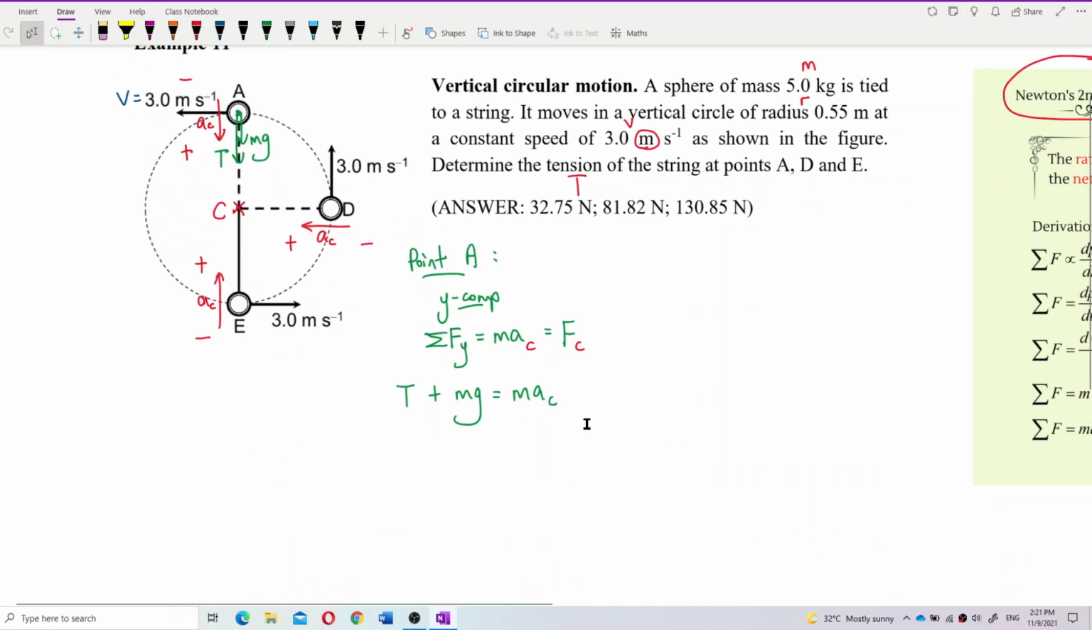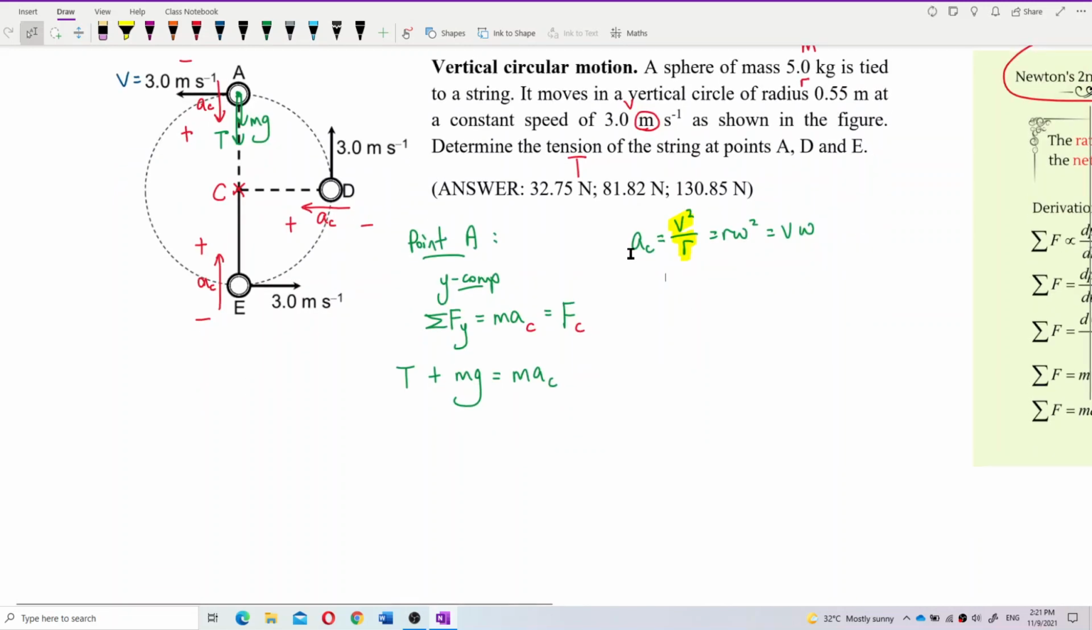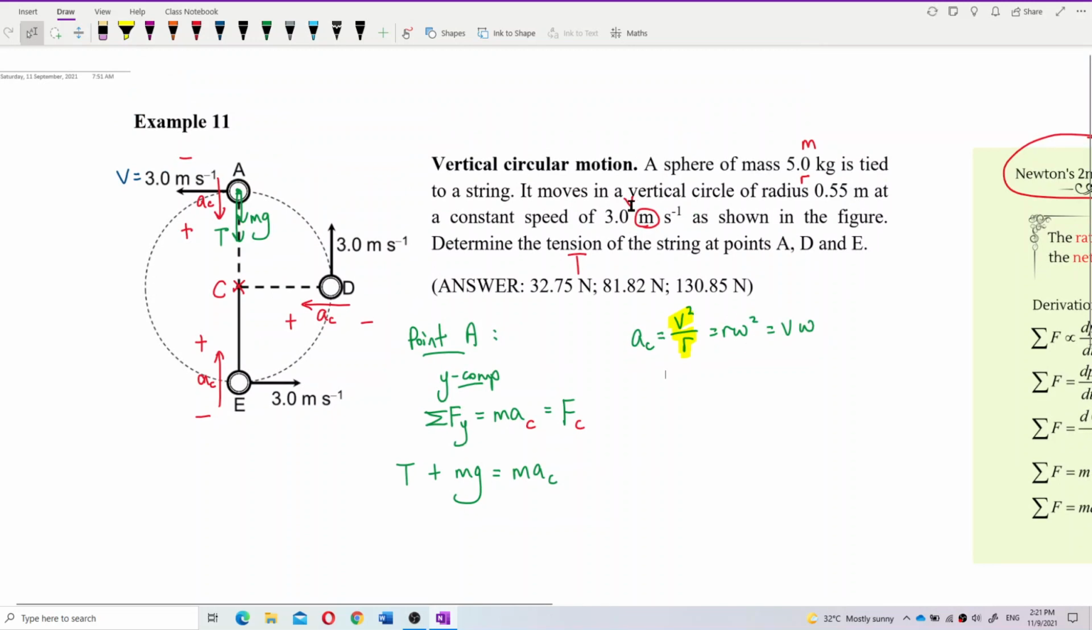Maybe not necessary also. What's the formula for a_c? The a_c formula is v square over r, or r omega square, or v omega. And what information do we have? We have the v, the speed, and we have the radius, isn't it? So we just apply v square over r. So we can substitute a_c with v square over r. We don't use r omega square because the question gives us the v.